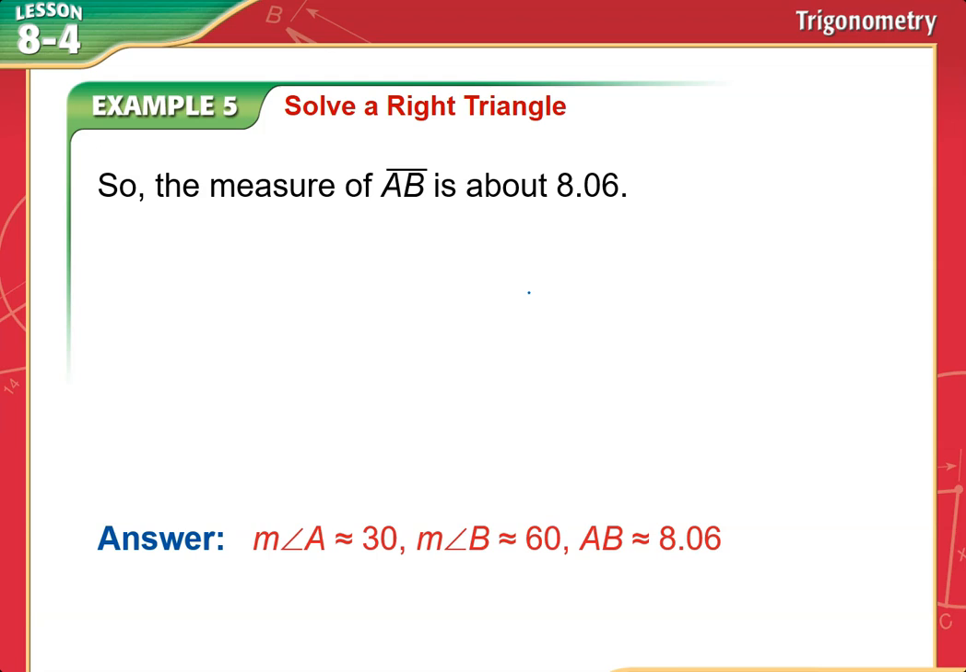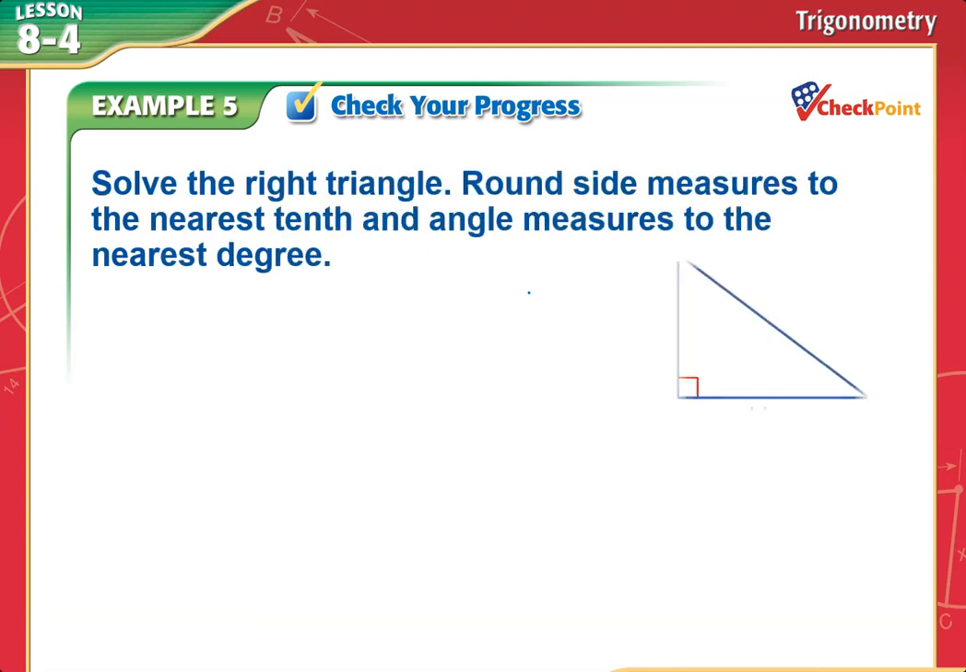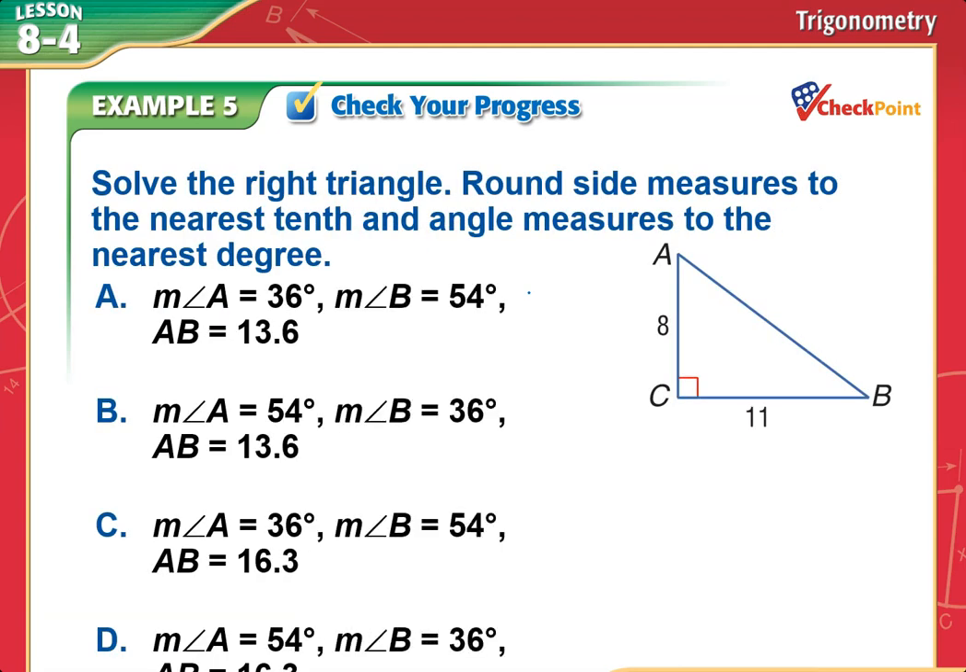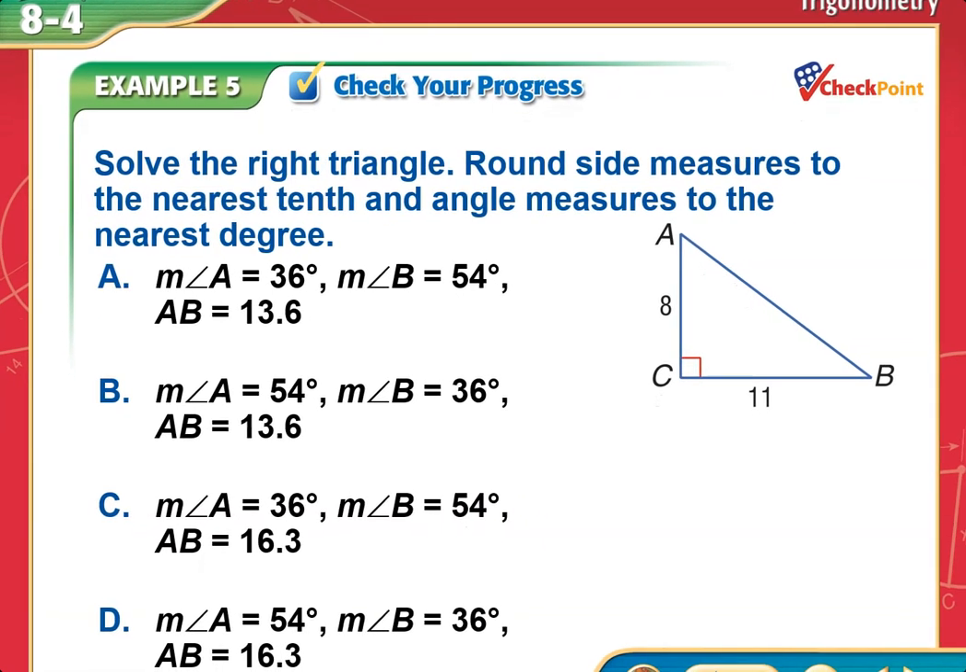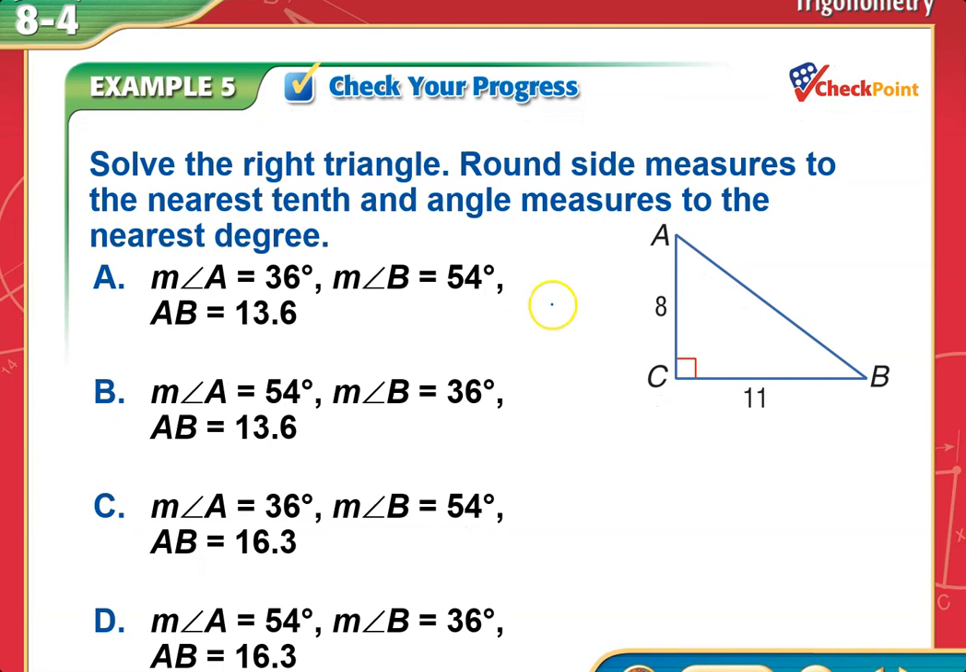Okay, now we're going to have you solve the right triangle and check your progress. Let me lower this. You can see that last possible answer there. Maybe that's the right one. Okay. Go ahead and pause your video. Alright, so if you said that you thought it was going to be B, you are correct.